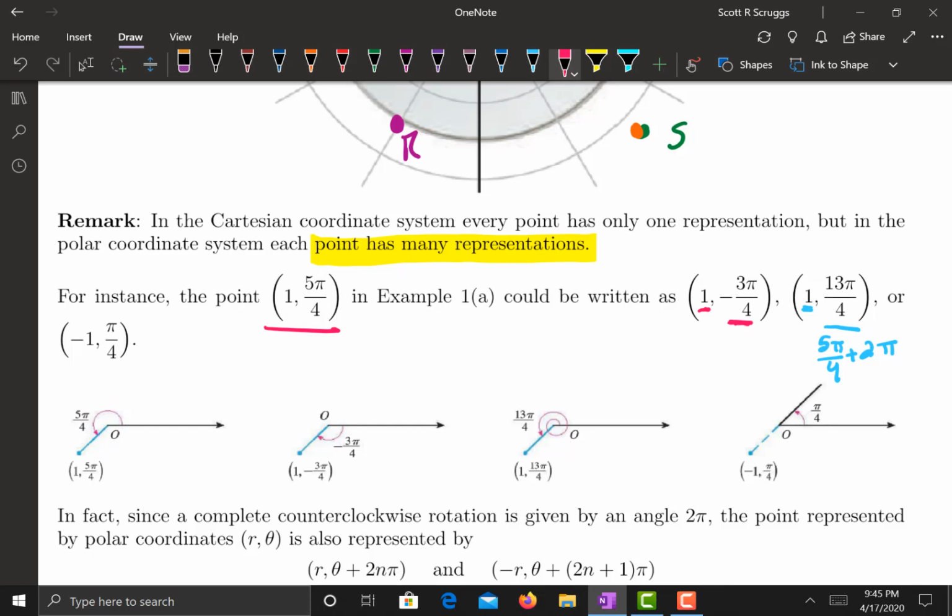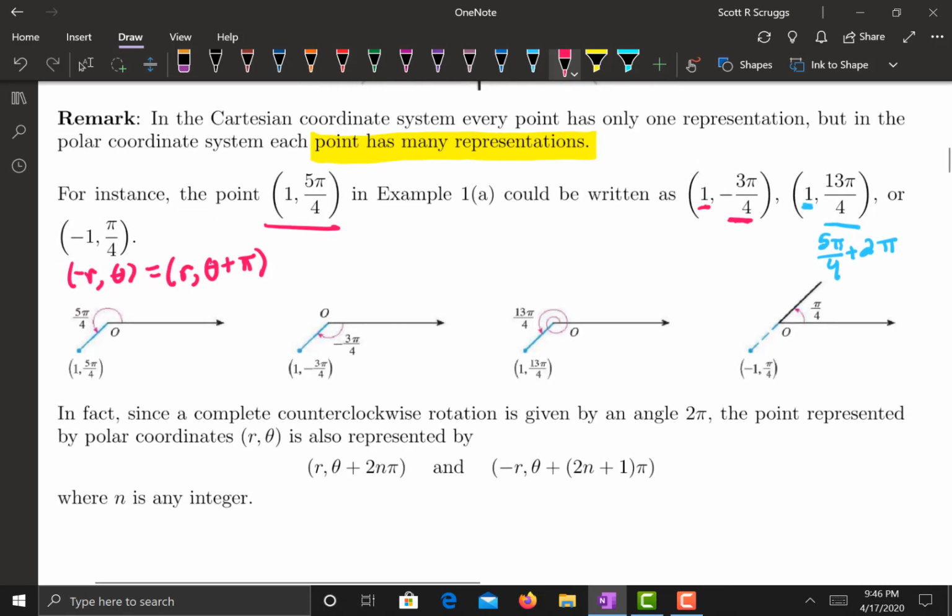And now this example is taking the fact from before. And this is negative r, theta, and that's the same as changing it to a positive and taking your angle and adding pi to it. Because if I add pi to pi over 4, I'll get 5 pi over 4.